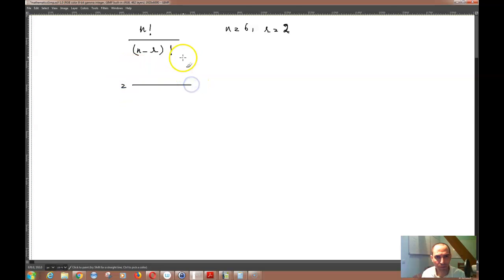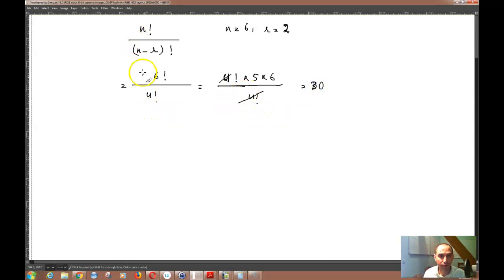We want to evaluate some expression, which is, for example, n factorial over n minus r factorial, when, for example, n is equal to 6 and r is equal to 2. It's pretty simple. So this would be equal to 6 factorial over 4 factorial, which is equal to 4 factorial times 5 times 6 over 4 factorial, and then that's equal to 30.